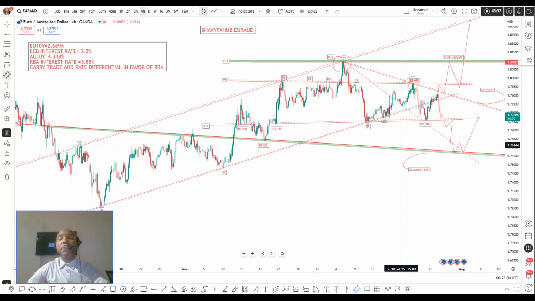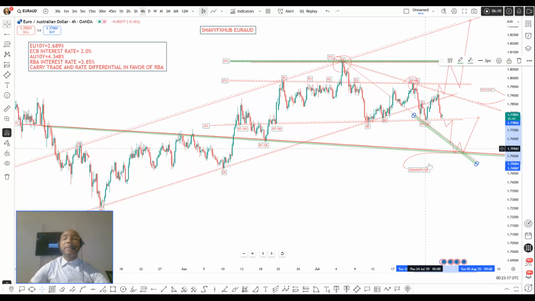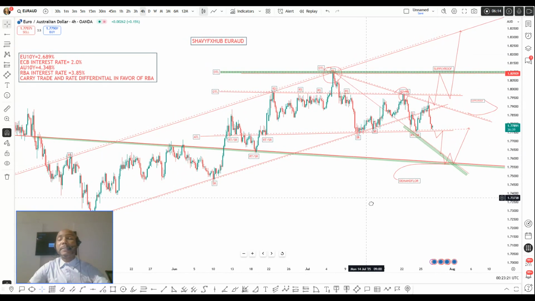So in the future, if price comes back, you want to see price align in this area to give you a buy idea. So you could be getting a potential buy idea at this level. And it is important to know that while trading Euro AUD, you must keep an eye on the interest rate differentials, the ECB interest rate and the 10-year bond yield, as these constitute the forces driving Euro and the forces driving AUD.